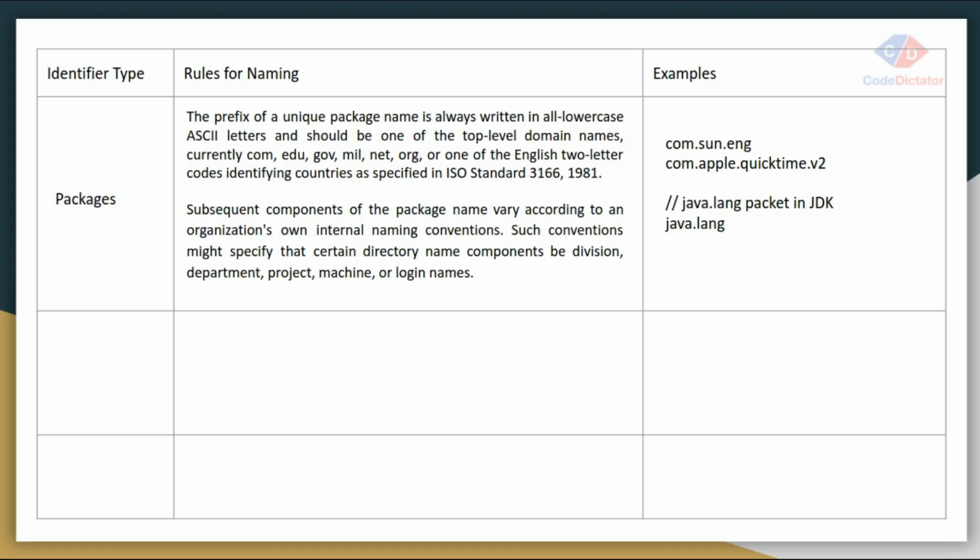So if you see that Java is following the same naming convention, java.lang.star. So star basically means all classes in that lang package. And if you see com.apple.quicktime.version2, basically Apple is an organization, QuickTime is the project or it can be a module name, and version2 is the second release of that module. So that is your sub module.